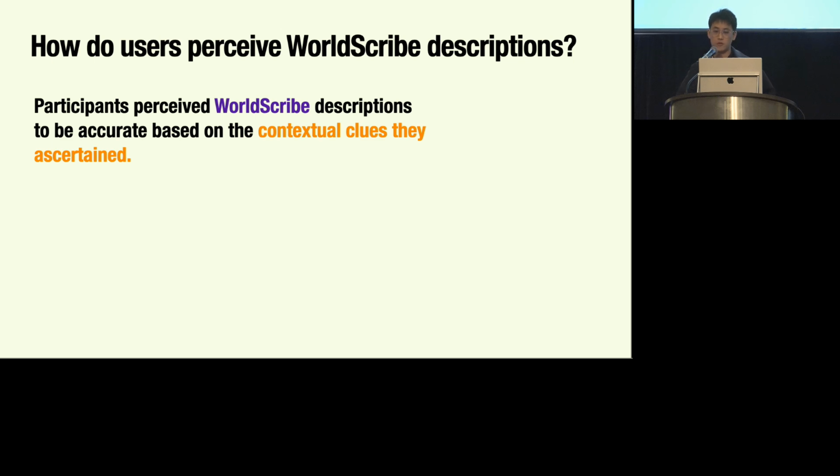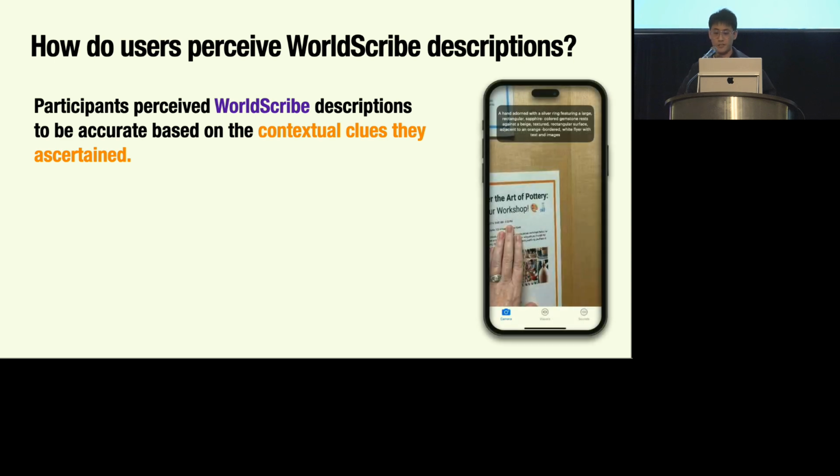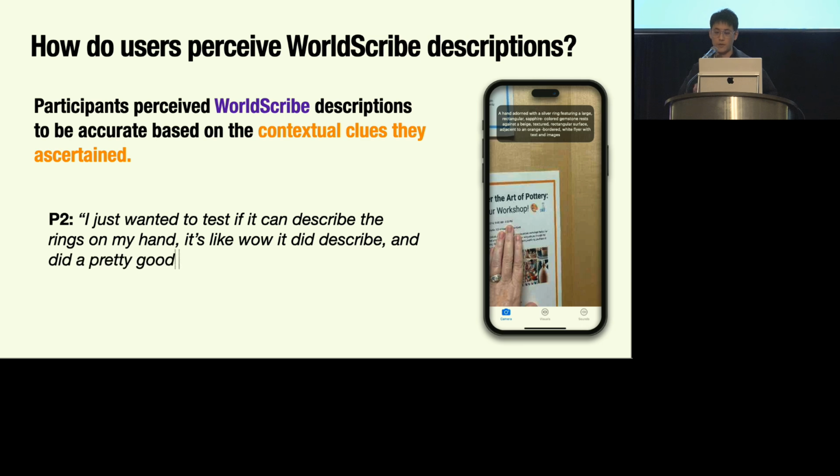Overall, participants perceived WorldScribe descriptions to be accurate based on the contextual clues they were certain about. For instance, without vision, one participant put her hand within the camera view to evaluate the responsiveness and accuracy. She said, "I just wanted to test if it can describe the rings on my hand. It did describe and did a pretty good job and so responsive, so I think it's accurate for what it is."